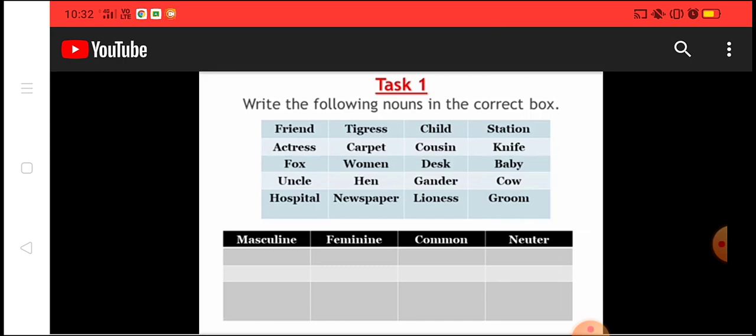Masculine. So read the first word: friend. Friend will fall under common gender, because this friend can be either a girlfriend or a boyfriend. So this can be taken as common. Now the next word, actress: it is feminine. Fox, masculine. Uncle, masculine. Hospital, neuter gender.